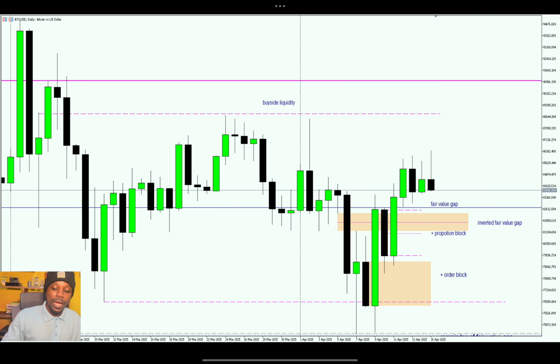So I'm expecting that price retraces back into this, and even with the propulsion block, I wouldn't want price to close with a body below the mean threshold of this propulsion block. And this is purely algorithmic.